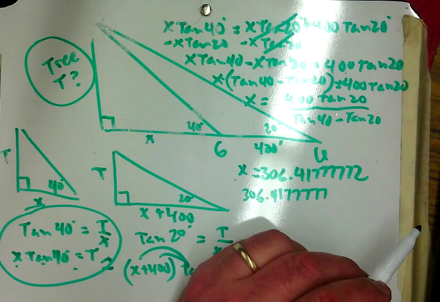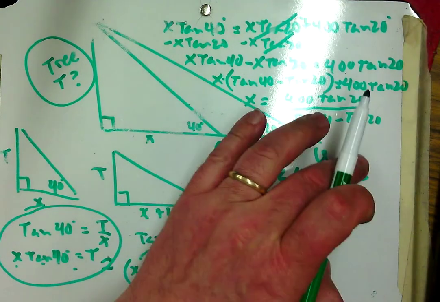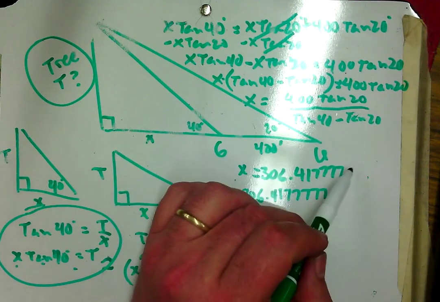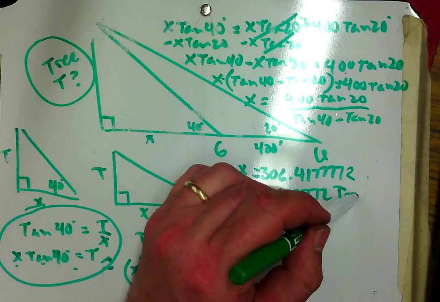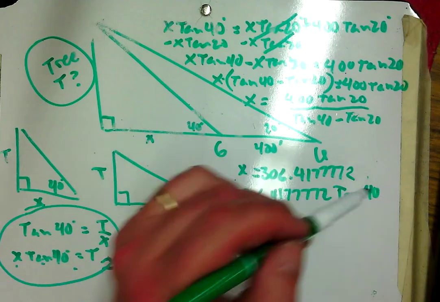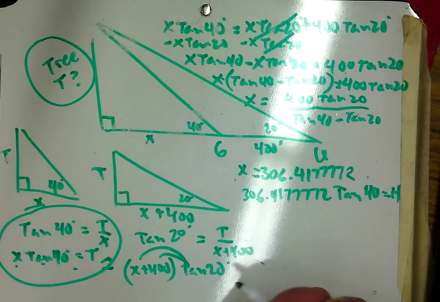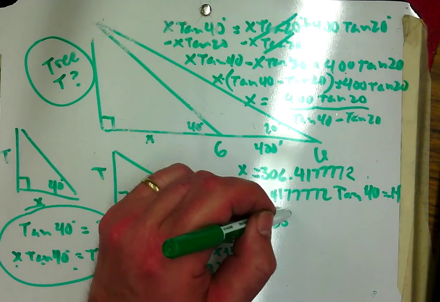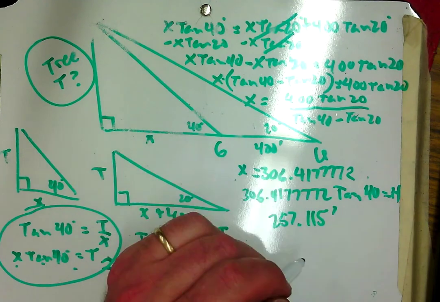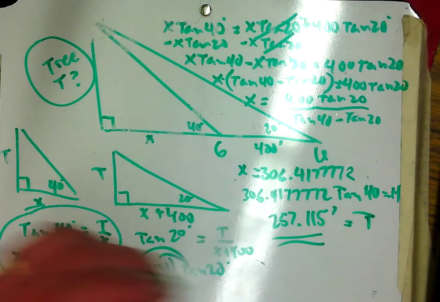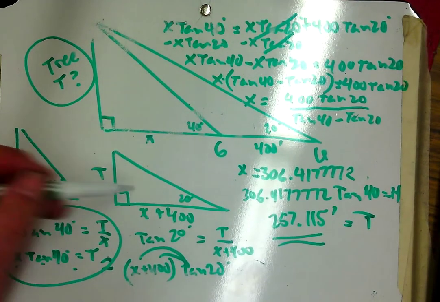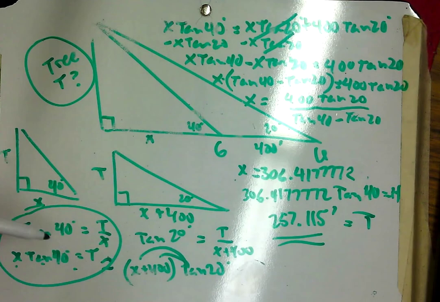If I do 306.4177777, with four sevens and a 2, times tan 40, we can find the height of the tree as 257.115 feet. 257.115 feet is the height of the tree. Okay, look, we had to split this up into two triangles, write a trig equation for both, and then we used substitution to solve that system.